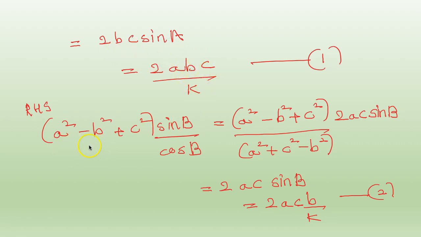Now RHS is a squared minus b squared plus c squared. Tan b is sin b by cos b. Again substituting the cosine formula for b, cos b is a squared plus c squared minus b squared by 2ac. These two terms get cancelled. You get 2ac sin b. Sin b is b by k. So LHS equals RHS.